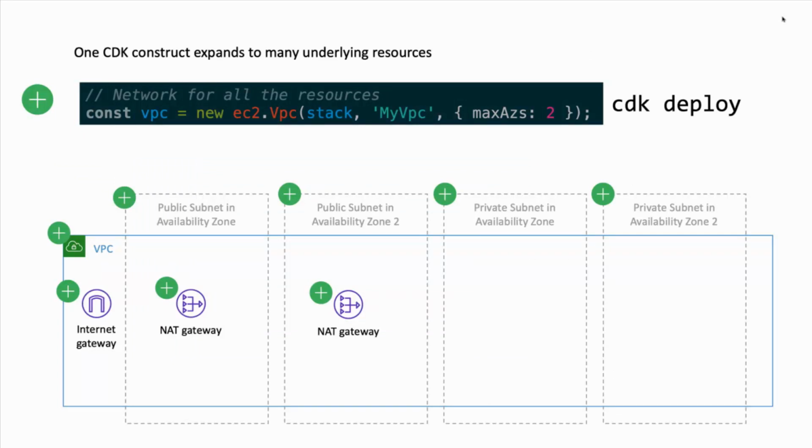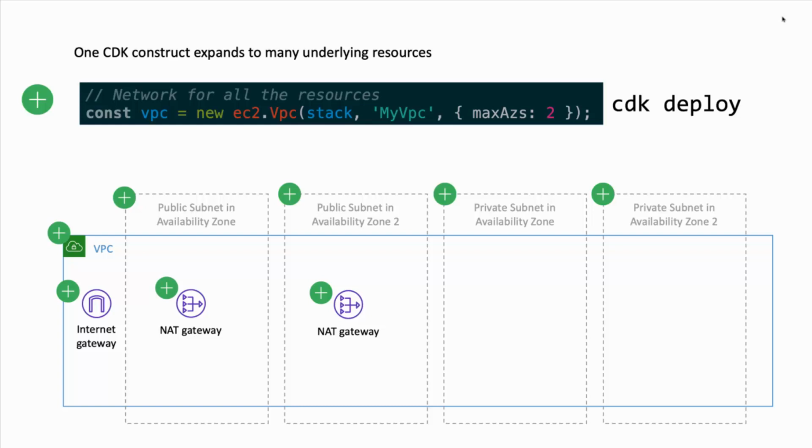So I want to zoom in on one of the points from the last slide, which is that a construct inside CDK can expand to many underlying resources. So let's take this line, for example, where I'm saying VPC equals new EC2 VPC. And I'm passing in some options to the VPC instantiation, saying that I want the max AZs, or availability zones, to equal 2. So if I take this line and I use the CDK deploy command built into CDK, here's what will happen on my account.